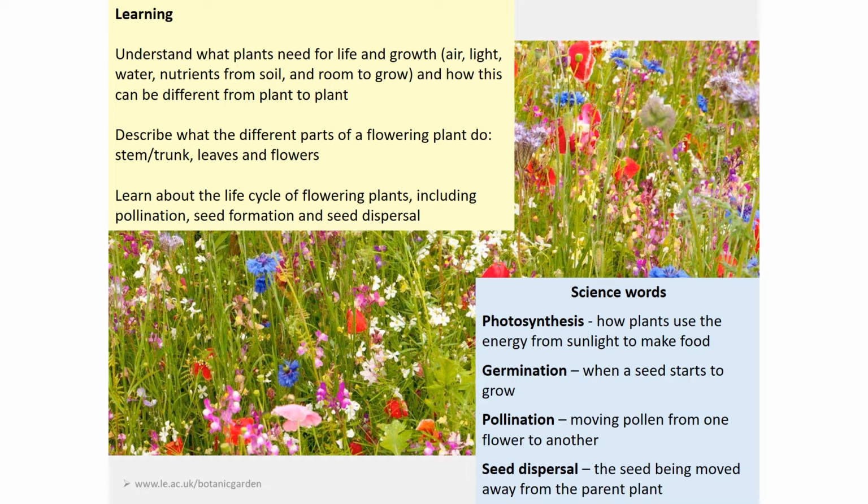Photosynthesis, which is how plants use the energy from sunlight to make food. Germination, which is when a seed starts to grow. Pollination, when pollen is moved from one flower to another. And seed dispersal, when the seed is being moved away from the parent plant.